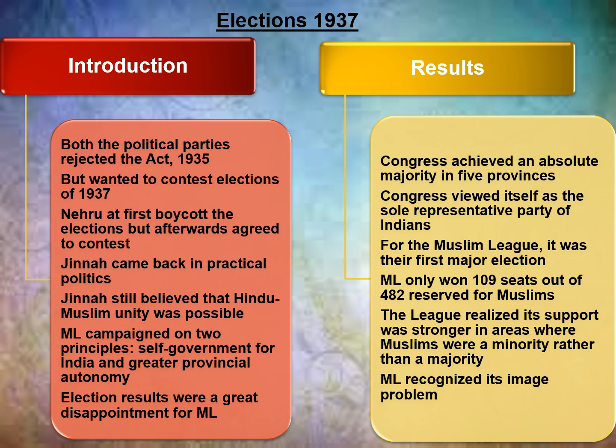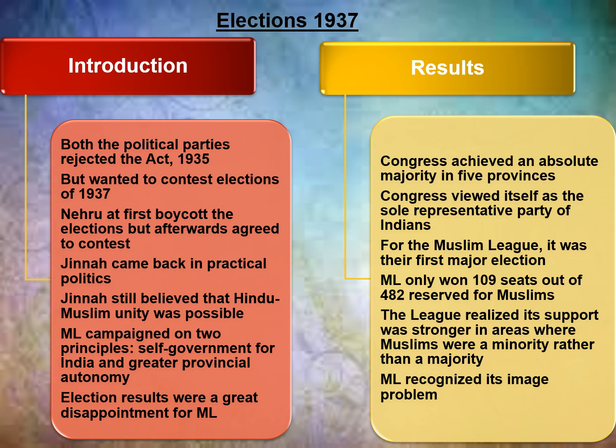The Muslim League only won 109 seats out of 482 seats reserved for Muslims. So even they couldn't get the Muslim seats, leading to lessons on contesting elections and organizational improvement. The League realized its support was stronger in areas where Muslims were in a minority rather than in the majority provinces, because in the Muslim majority provinces, Muslims felt less threatened by Hindu domination.